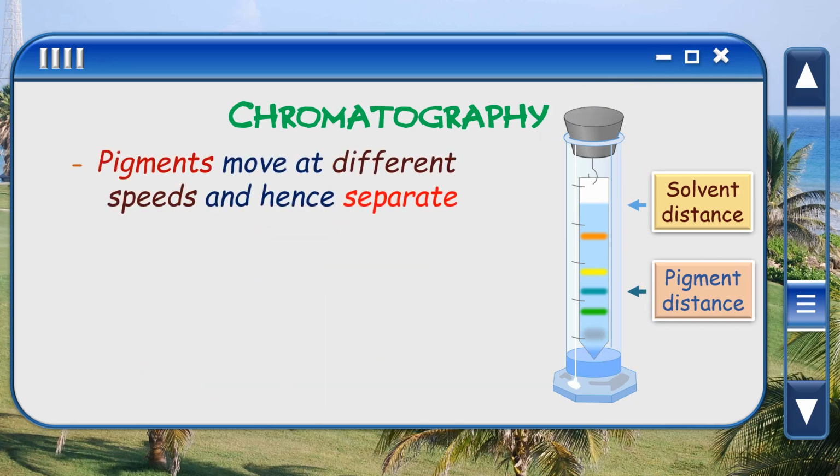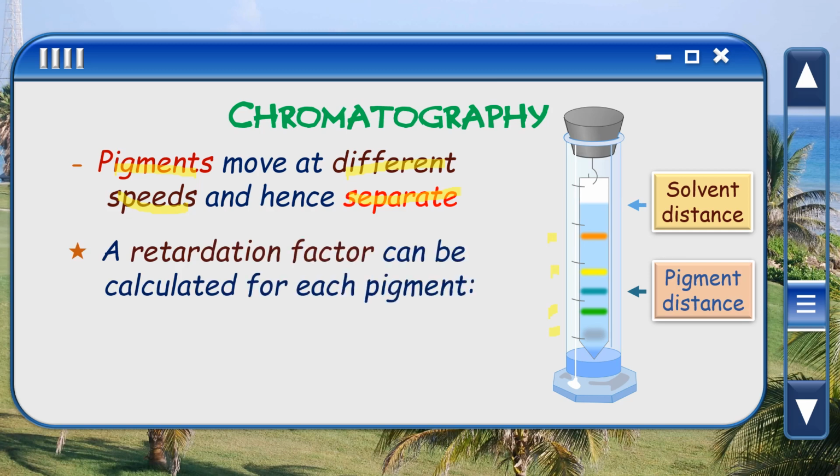The pigments move at different speeds, hence they will be separated. You can see that as the pigments move from the fluid phase, they enter into the stationary phase, and as the fluid moves up the stationary phase, because the pigments are moving with different speeds, they will start to separate out at different points.